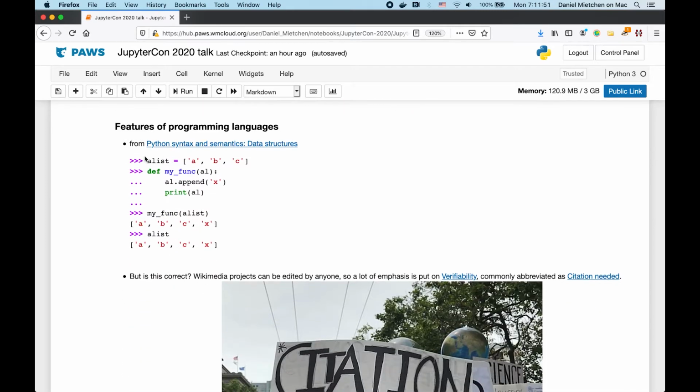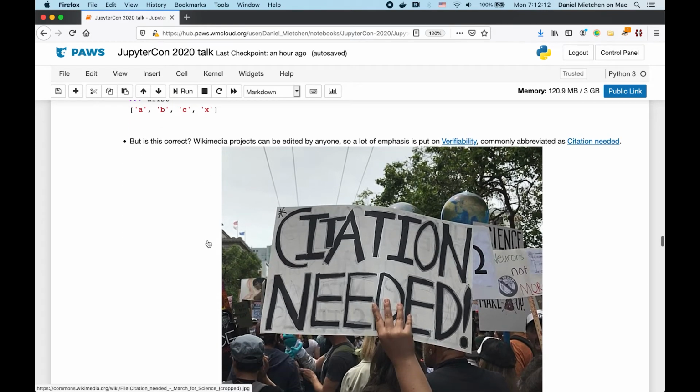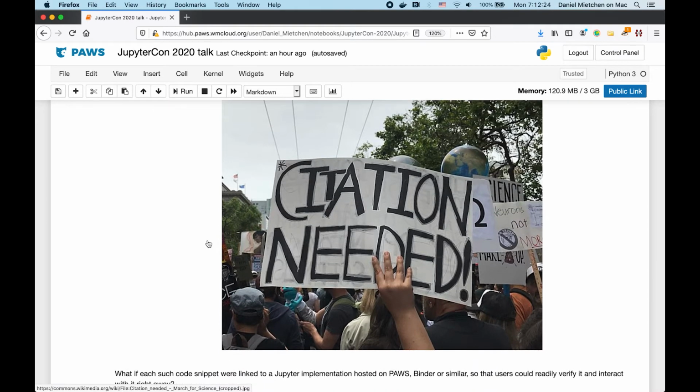Now, some examples from the Wikipedia world. In lots of Wikipedia articles about programming languages, you have code snippets that illustrate certain aspects of the programming language. So here we are in Python, data structures, list append. This is given verbatim in the Wikipedia article, but it's not actionable. If you're reading this as a user and you're not too familiar with that data structure, you might wonder, is this correct? We want Wikimedia users to be able to verify every piece of information, because if every user is able to verify it, then this enhances the quality of the information.